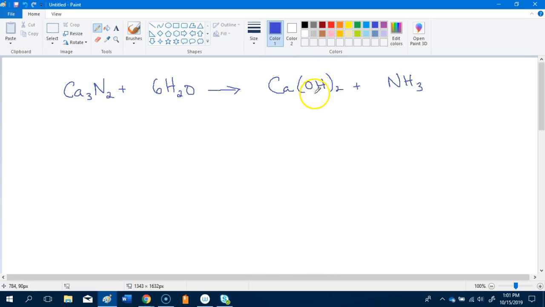Keep together the polyatomic ion, which is right here, the OH. That's your polyatomic ion, the hydroxide. That is true if hydroxide occurs on both sides of the equation. If it doesn't occur on both sides of the equation, then you don't keep it together. Because this hydroxide is not found on this side, and H2O is not the same as hydroxide.